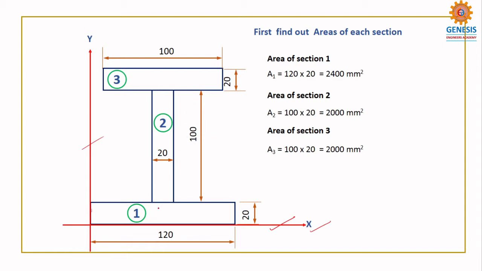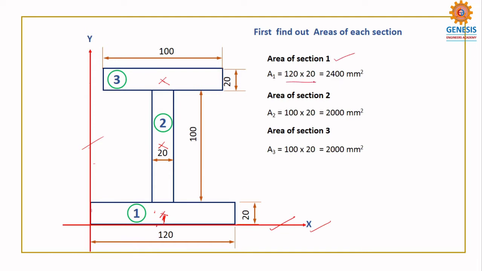This may be its center of gravity, this may be its center of gravity, and this may be its center of gravity. So its center of gravity is at what distance? From the x-axis or from the y-axis? To find that out, first I have to calculate the area of section 1.